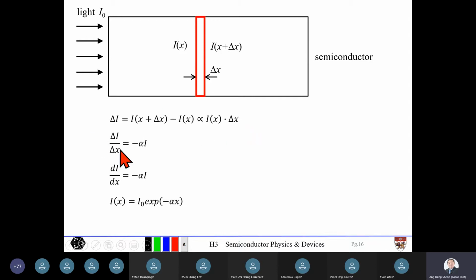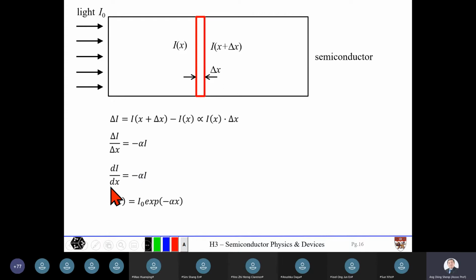If you bring delta x to the denominator on the left side, and take the limit of delta x tending to 0, on the left you will get the first order differential dI over dx. In other words, the rate of decrease of light intensity at a particular point x inside the semiconductor is proportional to the intensity at that location. The constant of proportionality is alpha, the absorption coefficient. There's a negative sign here to indicate that this differential is negative. In other words, the intensity of the light is decreasing with distance into the semiconductor.